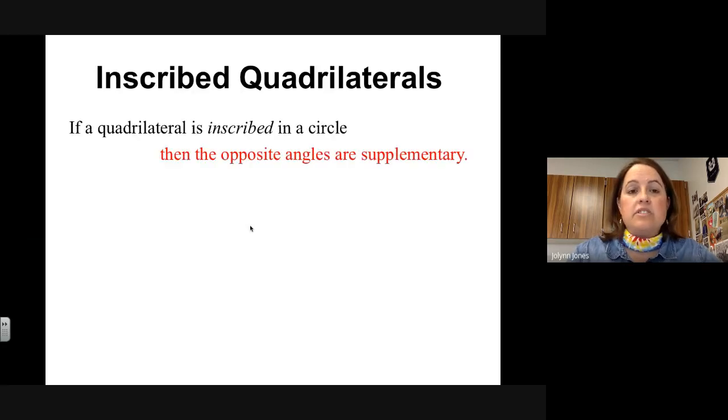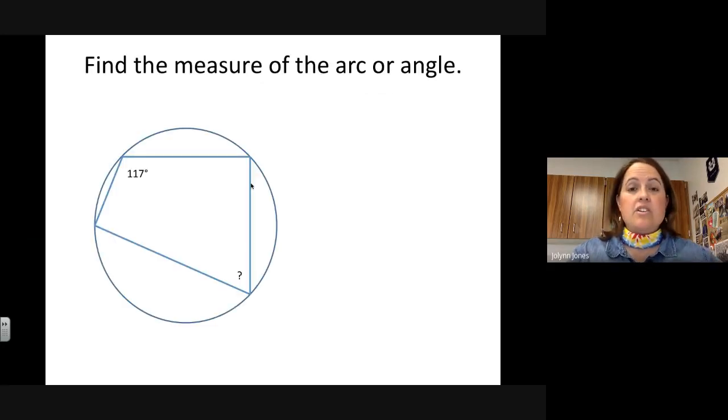So an inscribed quadrilateral is inside the circle, and all of the corners of the quadrilateral are on the circle itself. If it's inscribed, then the opposite angles are going to be supplementary. That means they add up to equal 180 degrees. So if I've got an inscribed quadrilateral with an angle of 117 degrees, and I'm looking for the opposite angle, then those two angles add up to equal 180 degrees. If I subtract the 117 from each side, I can figure out that this angle over here is 63 degrees.